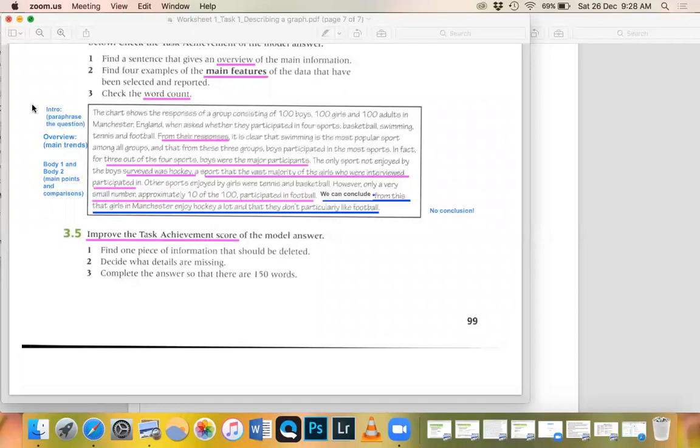If you like, you can take a screenshot of this. Remember, this is for charts, bar graphs, line charts, pie charts. This is the structure that you'll be using.